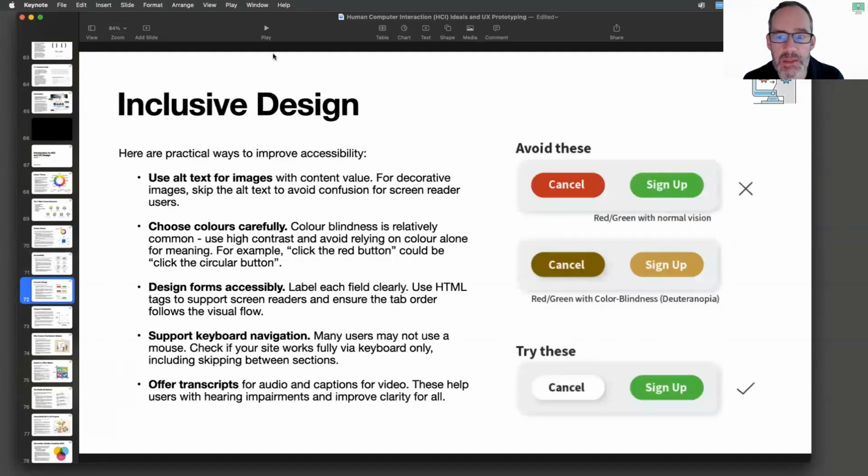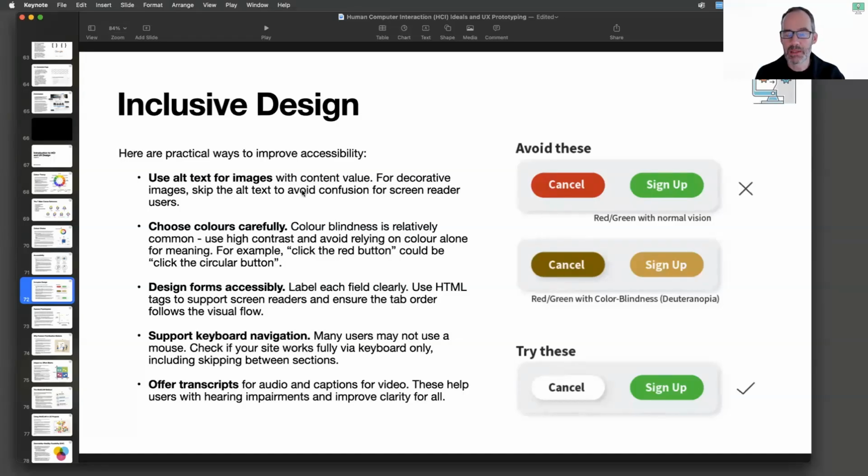So we want the designs to be inclusive, and here are some practical ways. Does anyone in this group have any form of color blindness? Can everyone see these? You can. Now, if you had color blindness, they would appear more like this. So the suggestion is to differentiate between them and maybe just have one of the boxes highlighted as opposed to both boxes in slightly different colors.